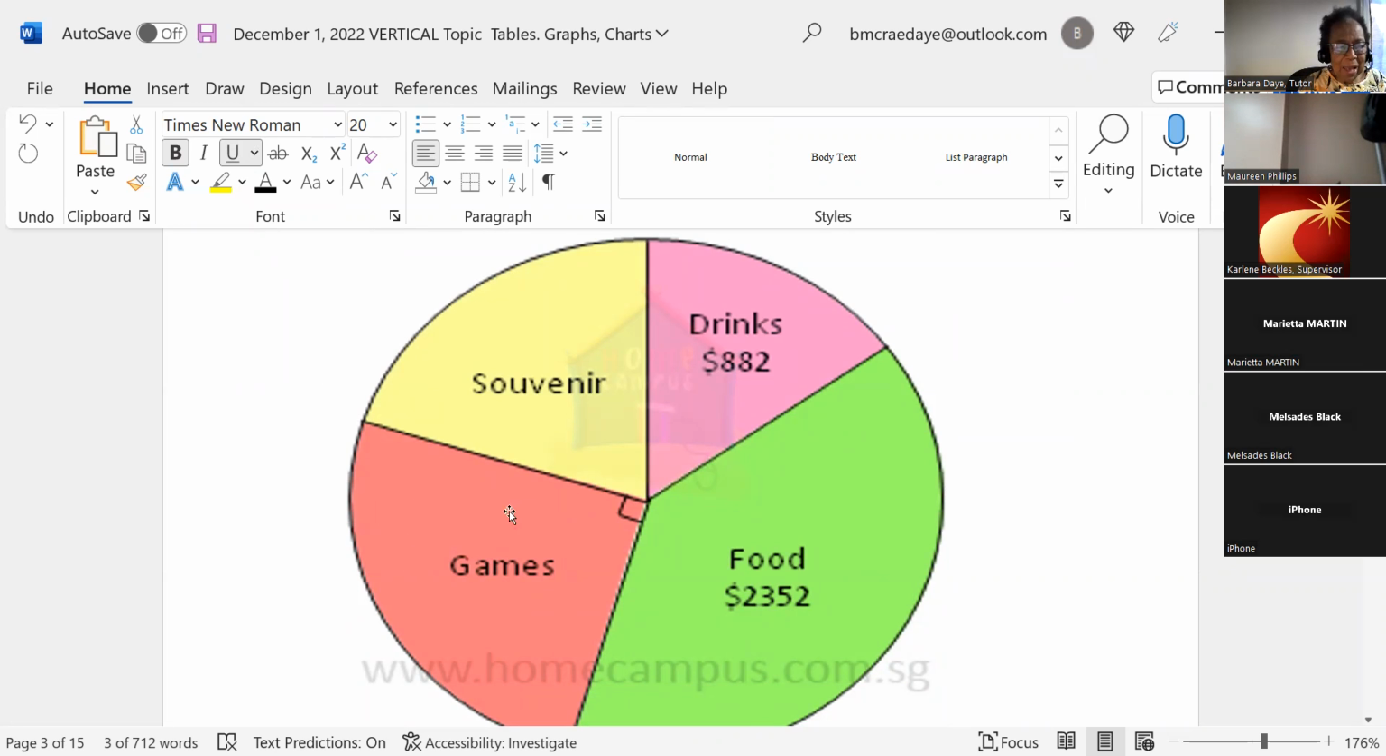How much do you think this is as a fraction? The games, yes. How much is this? One third? No. What does that look like to you?